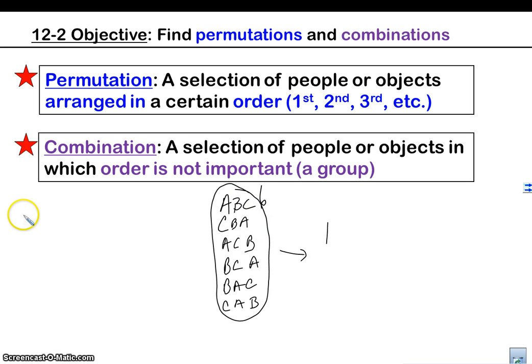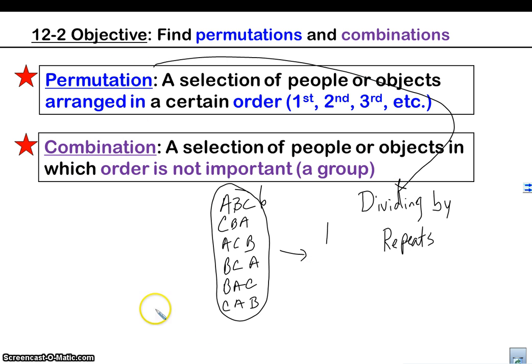And so we talked about this in class about taking our number of ways and dividing it by the repeats. So I want you to think about, while we're going, that we're really dividing by repeats. Because if we divide the repeats out, then we're going to eliminate those. So what we're doing is dividing the permutation by the number of repeats. Let's take a look.